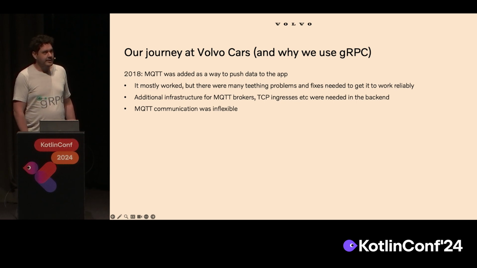We quickly found out the client support in iOS and Android for MQTT was lacking. It was there, but it had issues. We had to do fixes. We had to do tweaks to get it to work reliably. We also had to have additional infrastructure in our cloud environments, and it wasn't as flexible as we would have liked when we wanted to do day-to-day operation and maintenance.